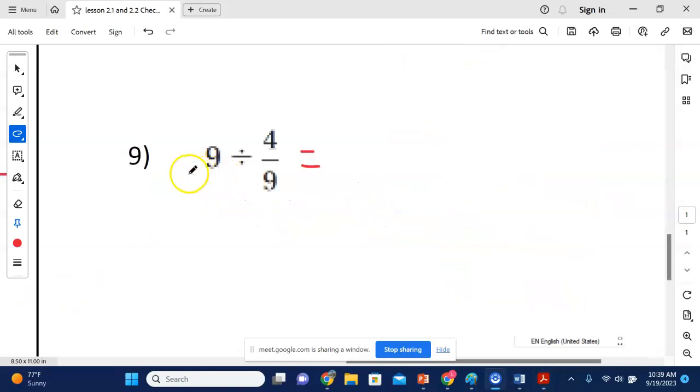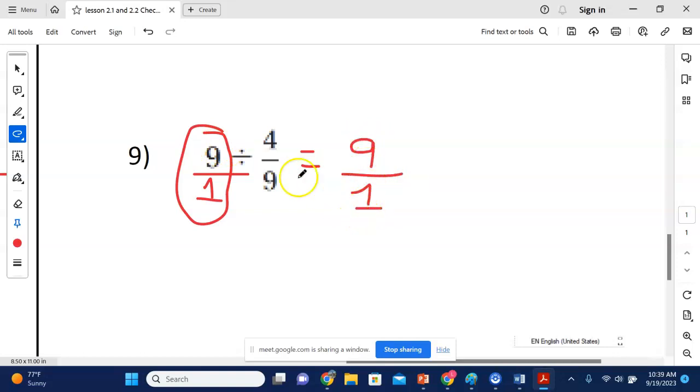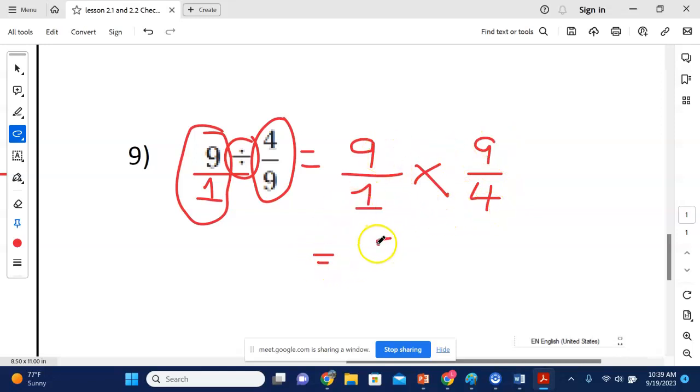Same thing, you can leave the 9 alone, or you can also put a 1 under. Okay? But again, you're going to keep the 9 over 1. So leave the 9 alone. Change division to multiplication. Flip the 4 over 9. That becomes 9 over 4. 9 times 9 gives me what?